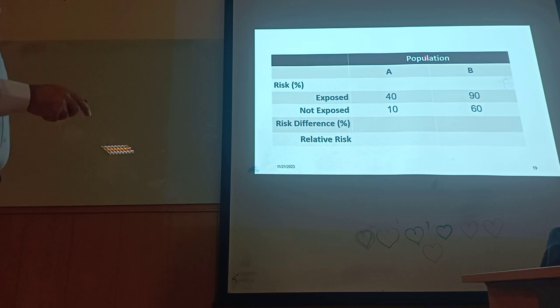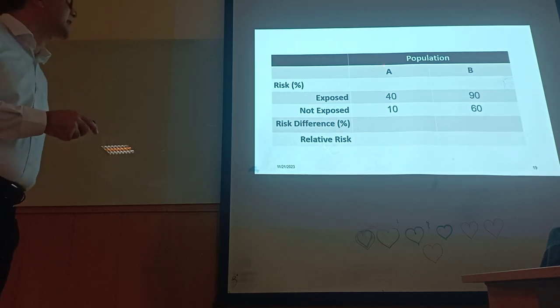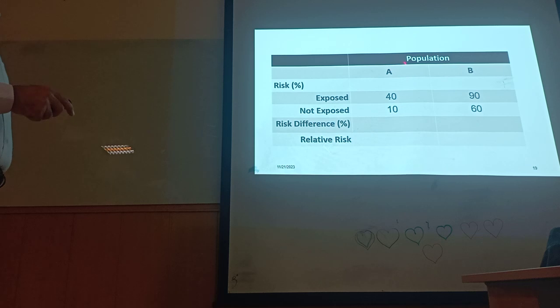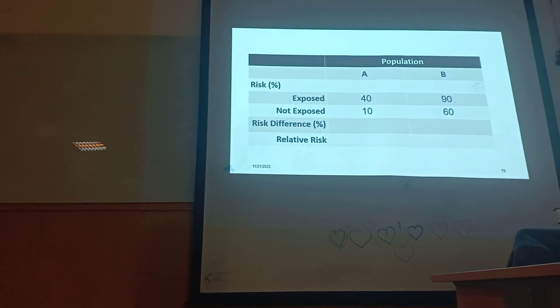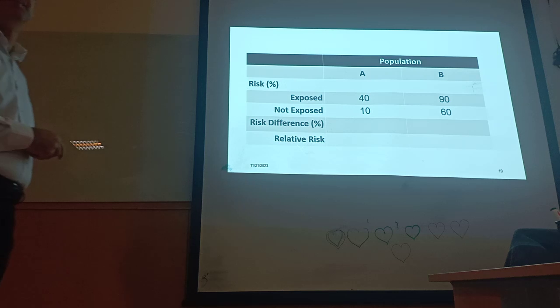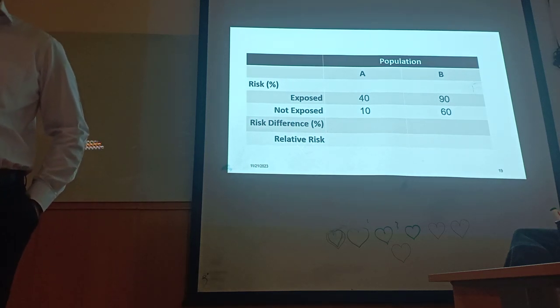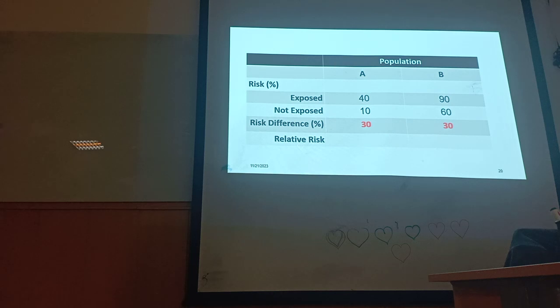Let's go through that. Please see this table. There are two populations, population A and population B. In population A, the risk of getting sick in the exposed group is 40%, and in the unexposed group it is 10%. In population B, these risks are 90% for the exposed group and 60% for the unexposed group. What is the risk difference? Same, 30. Yes, the risk difference is the same.